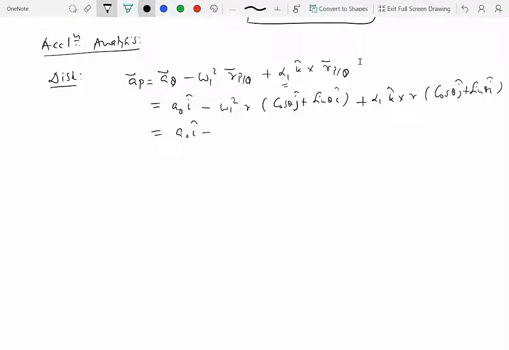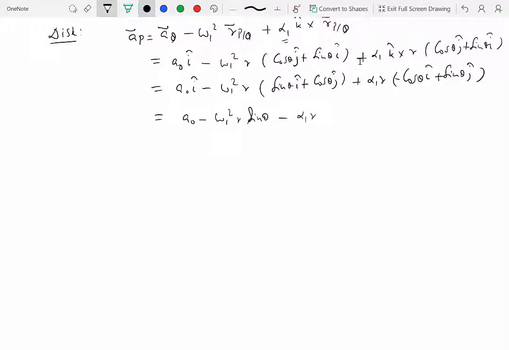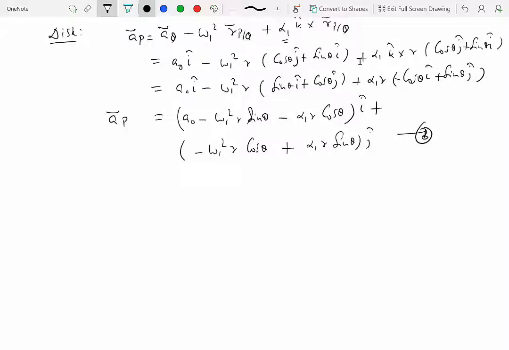So this is a0 i hat minus omega 1 squared r, and let me write i hat first and j hat next, plus alpha 1 r cosine theta, where k cross j is negative i hat, plus sine theta, where k cross i is j hat. Okay, so let's collect all the i hat terms. We have a0 minus omega 1 squared r sine theta minus alpha 1 r cosine theta, plus we have minus omega 1 squared r cosine theta plus alpha 1 r sine theta j hat. And that's the acceleration of P. Let's call it equation number 3, from the perspective of the disk.